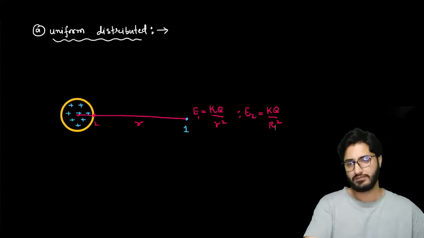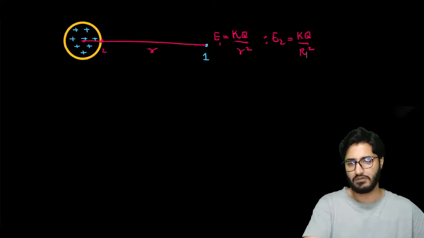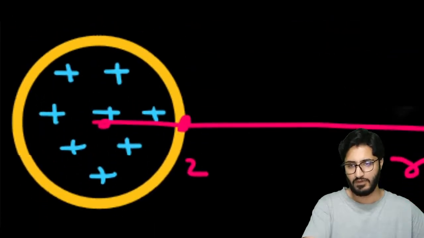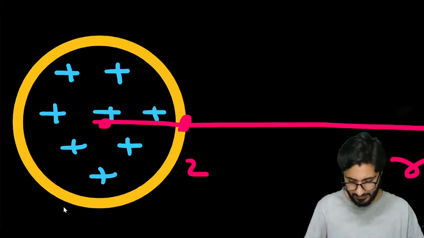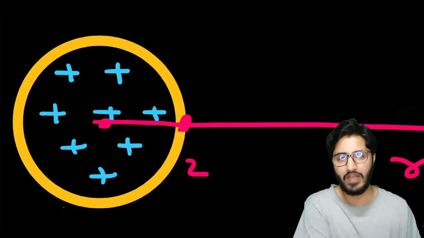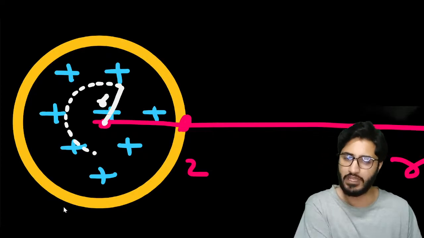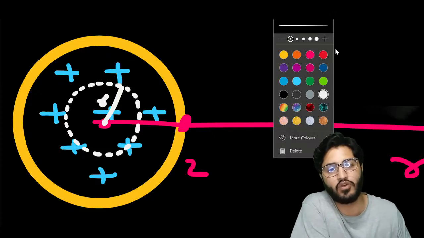I need to zoom in so that you will get a better understanding of it. This is my surface. You can see it clearly, no? So we have to take a point inside. This is my point inside. Let us put its distance as R. Now I will make a Gaussian surface. This is my Gaussian surface.